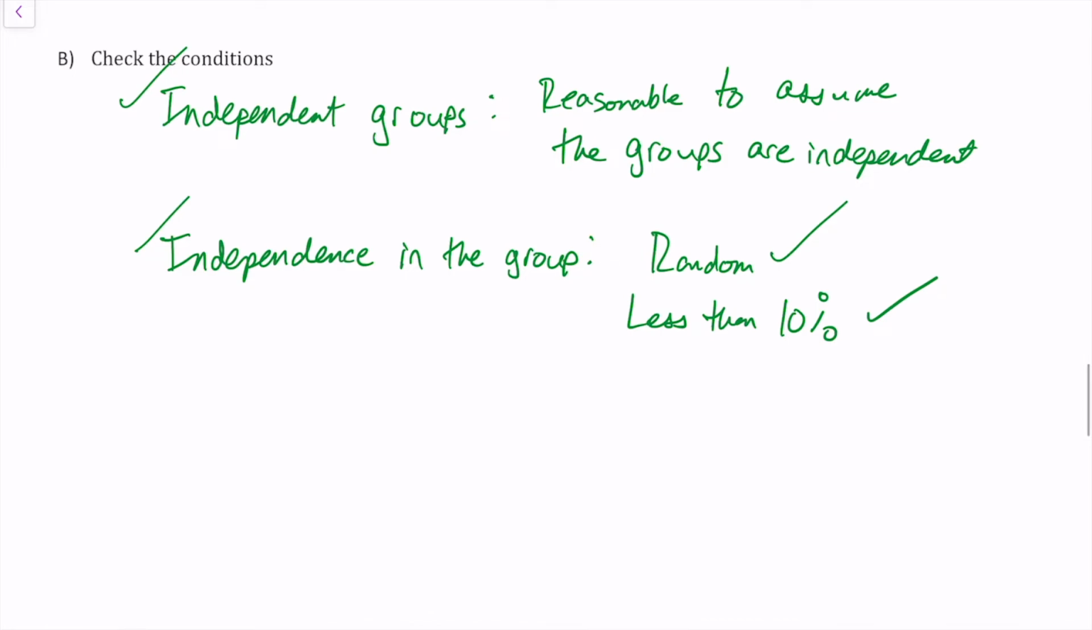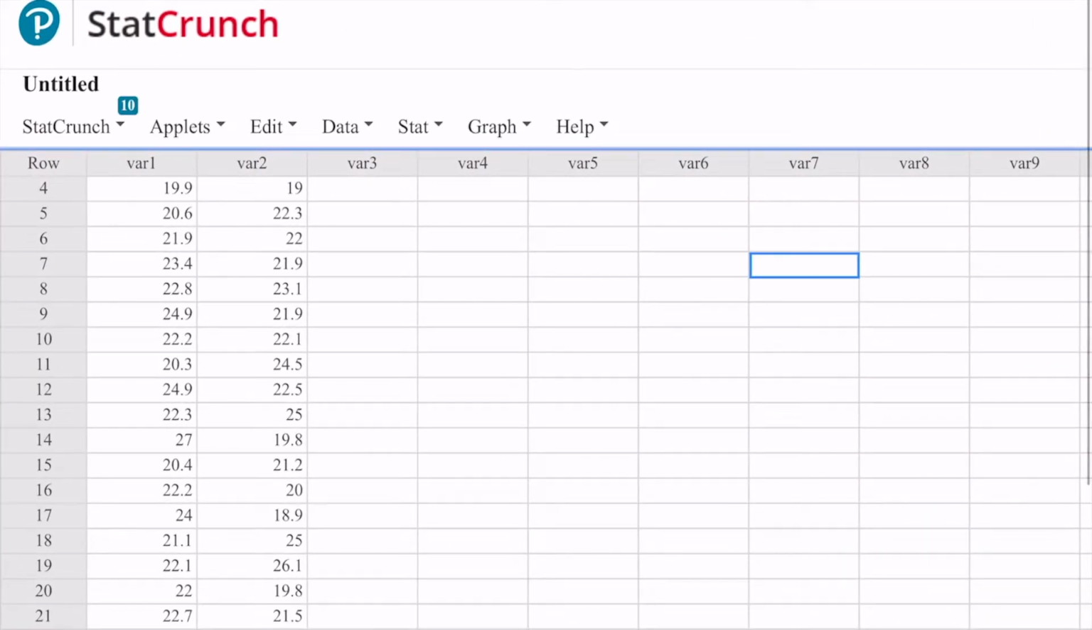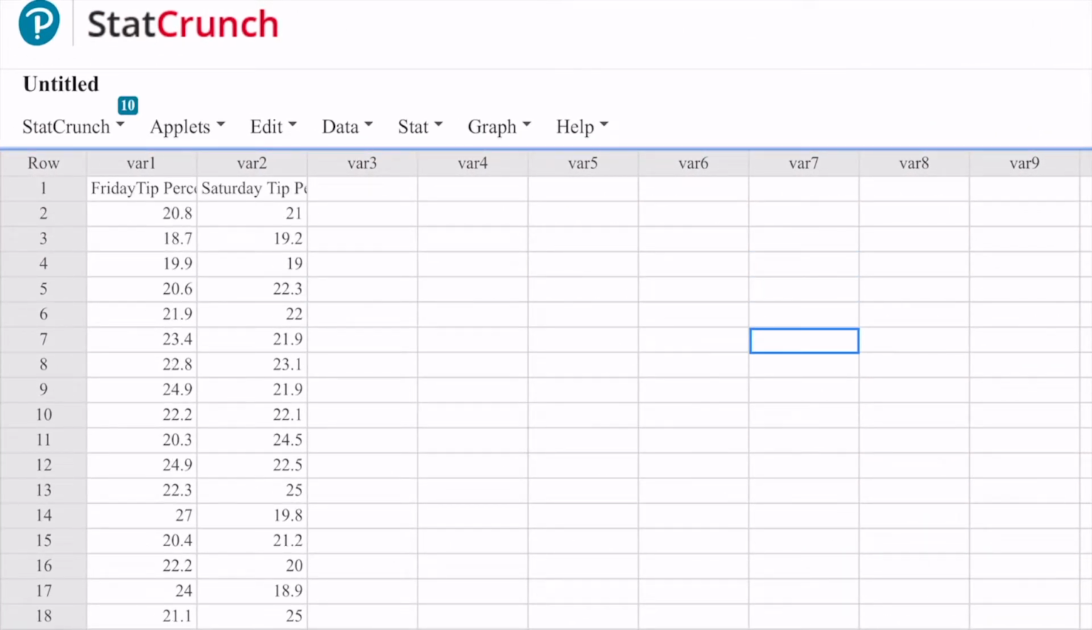Lastly, we need the nearly normal condition. Well, if you recall, we sampled 20. In fact, let's look at the data. So here's the data. Let me scroll up. The first column are the Friday tips. The second column are the Saturday tips. And so we have a total of 20 data values here, right? So that's a little on the low end. So what we're going to do is take a look at the histograms of both of these variables.